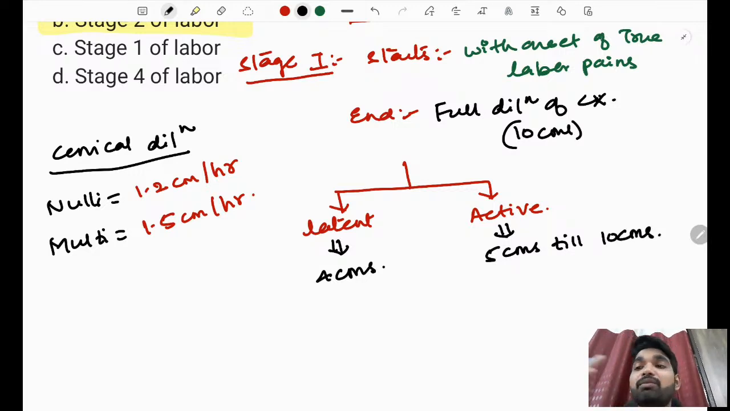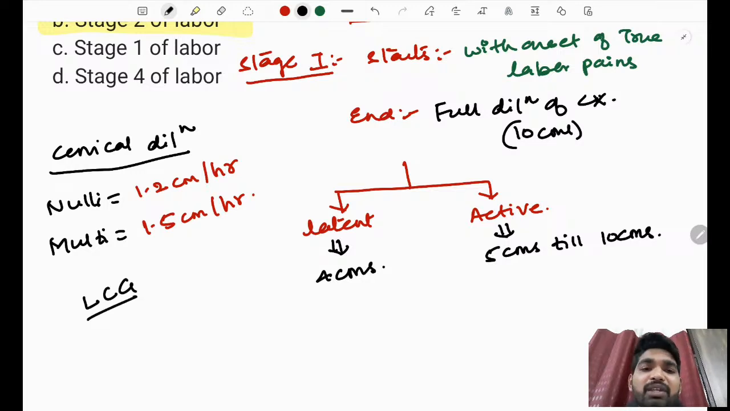Previously it was 3 and the active phase was from 4. Now it was different. Everything changed. Latent phase is still 4 centimeters and active phase is from 5 centimeters as per the latest labor care guidelines. I've already told you, right?